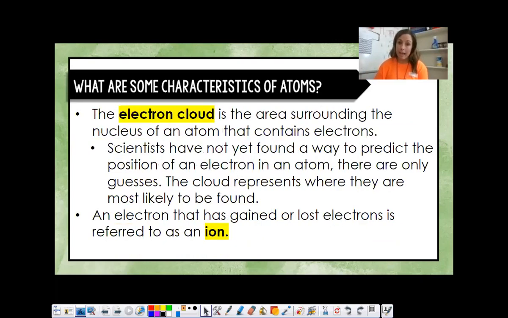The electron cloud, where you find electrons, is the surrounding area around the nucleus of an atom. So that's where all of your electrons are going to be held and contained. Scientists have not yet found a way to predict the position of an electron in each atom. There are only some guesses. So the cloud represents where they're most likely going to be found. An atom that has gained or lost an electron is referred to as an ion.